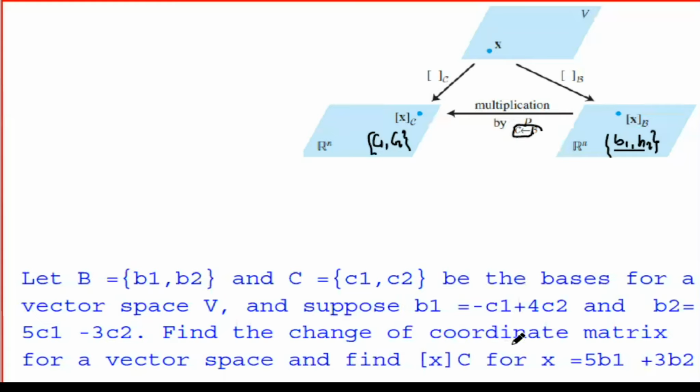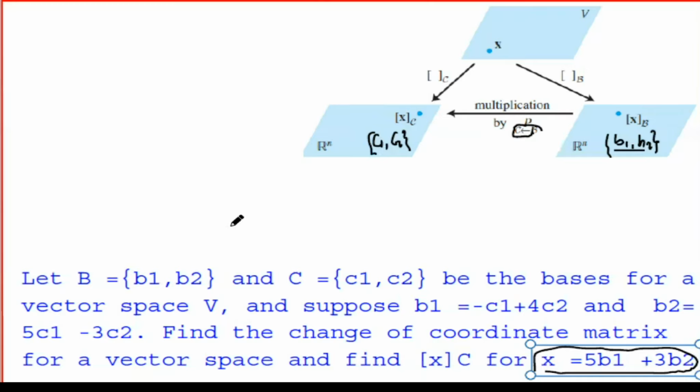Find the change of coordinate matrix for the vector space, and find XC, the C coordinate for the basis C, for X equal to 5B1 plus 3B2. Here we are given that X is a vector which can be written as the linear combination of the basis vectors B1 and B2. But we have to find out the C coordinate for X.